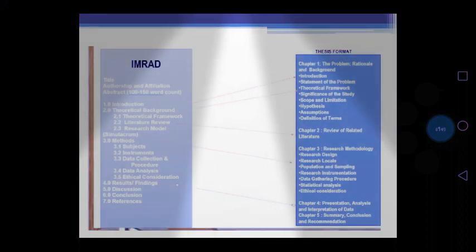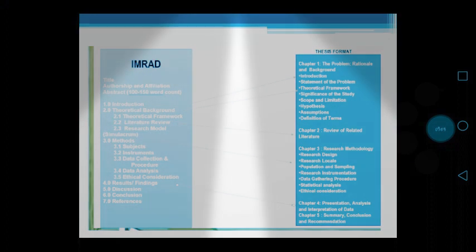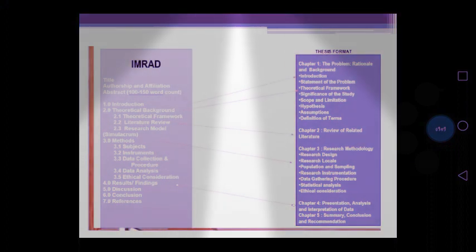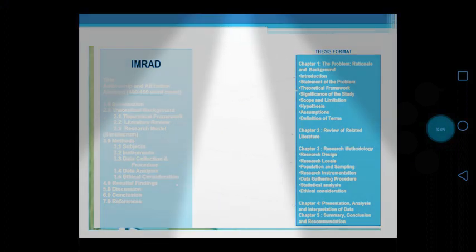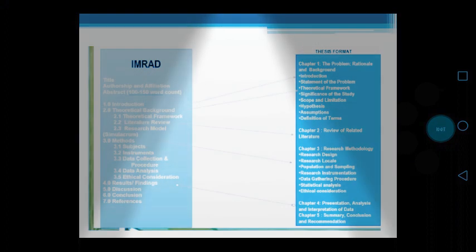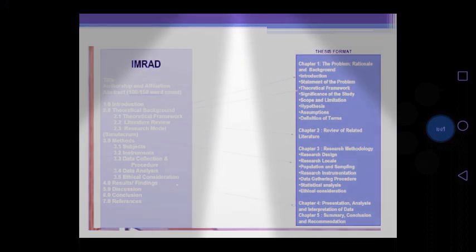I hope your research paper last year or last semester discussed this to you. So this is an example of the IMRAD, the format for the research paper or thesis.